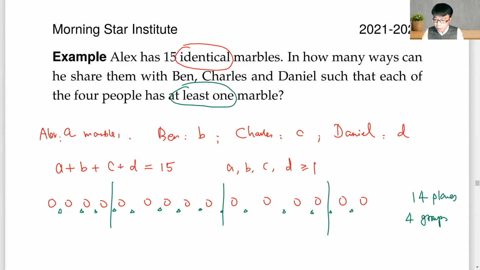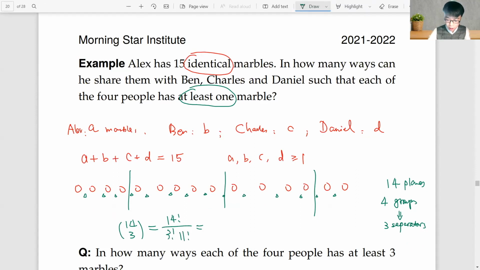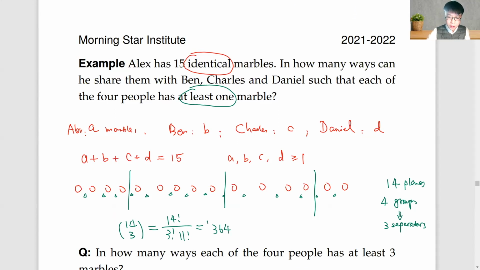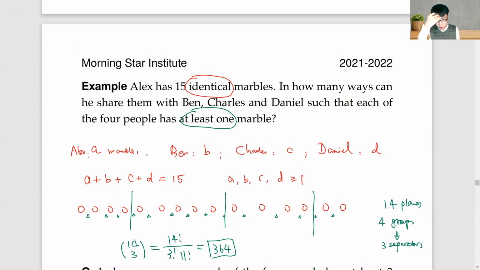I put 3 separators, or dividers. So the question is just 14 choose 3. You just do the computation: 14 factorial divided by 3 factorial times 11 factorial. Finally, you get 364. There are 364 ways to distribute these marbles. This kind of idea is called insertion. Sometimes you may call it stars and bars, whatever name, but it means the same thing. Okay, 14 choose 3.